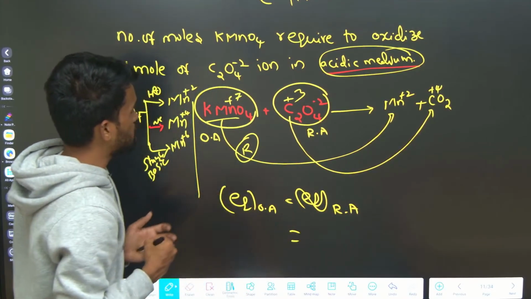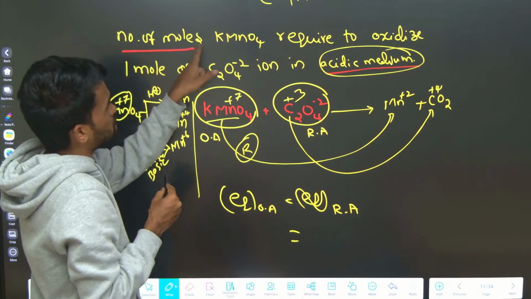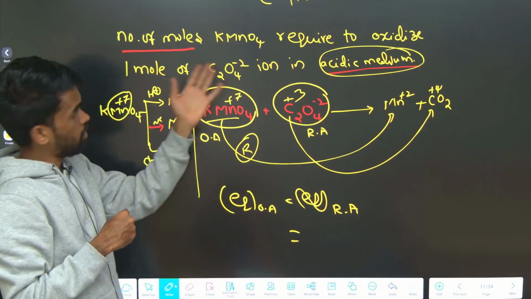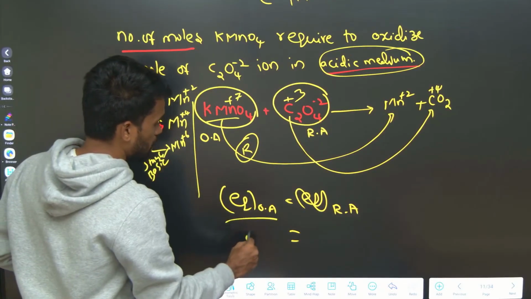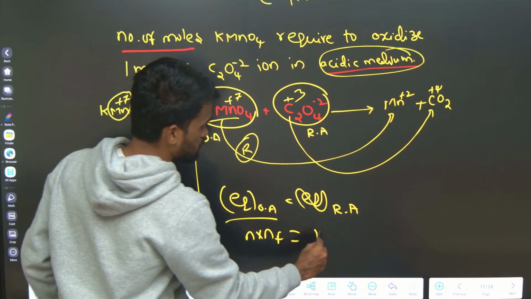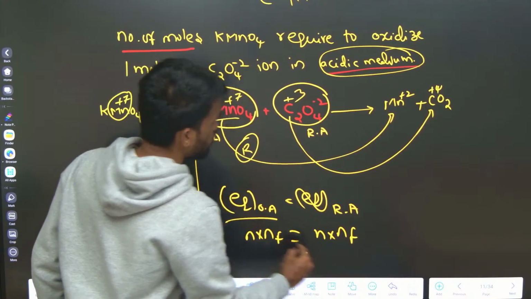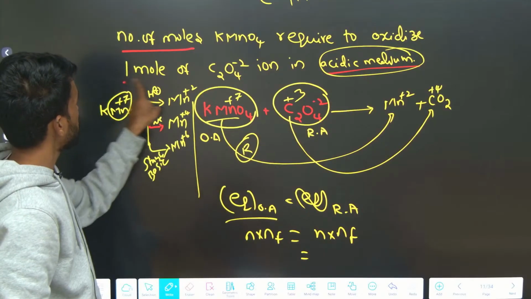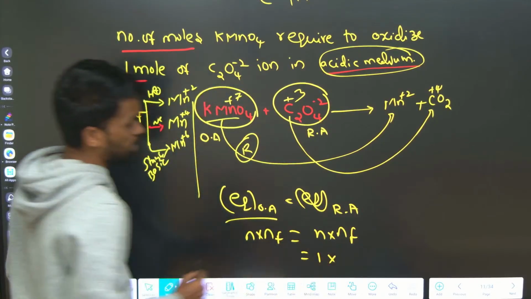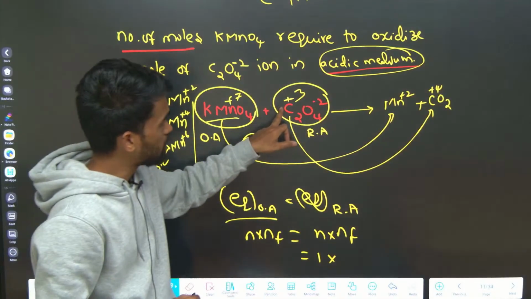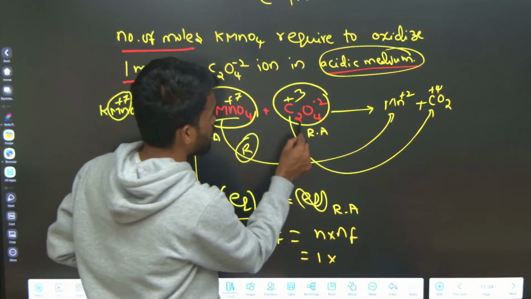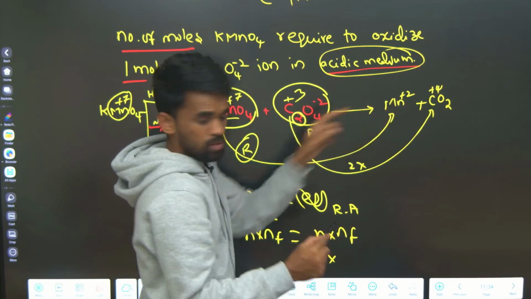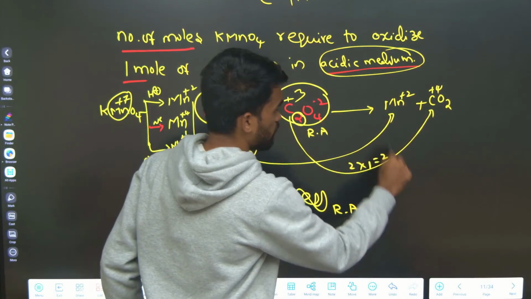So how many equivalents can we write? Here, the number of moles of KMnO4 is what we need, oxidizing 1 mole of oxalate ion. So simply, N into N factor of the oxidizing agent equals N into N factor of the reducing agent. What is our reducing agent here? Oxalate ion. How many moles are given? 1 mole. What is its N factor? +3 is converting into +4. How many carbons are there? 2, each carbon converting from +3 to +4, so each changes by 1.